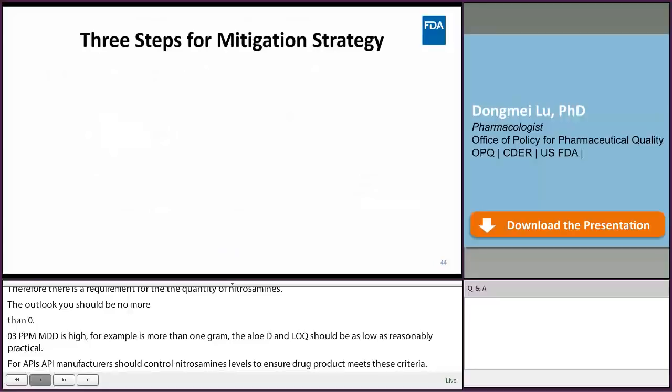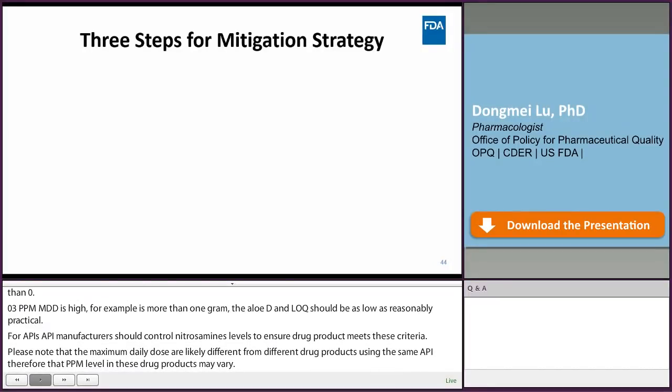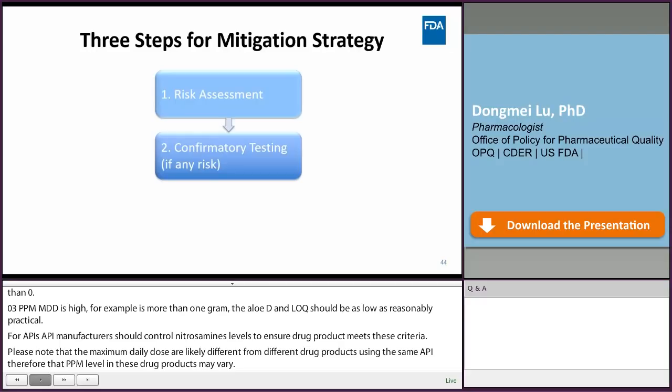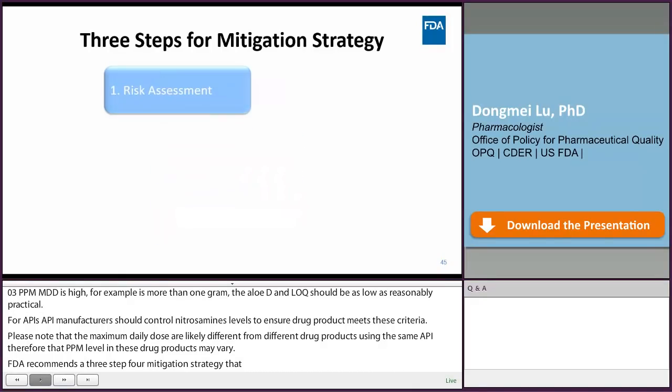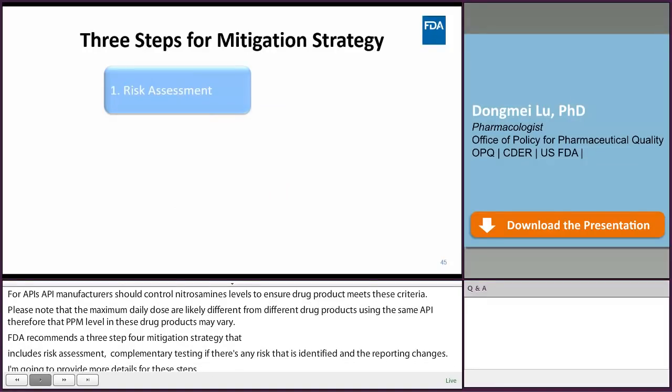FDA recommends a 3-step mitigation strategy. That includes risk assessment, confirmatory testing if any risk is identified, and reporting changes. I'm going to provide more details for these steps. The first step is a risk assessment.